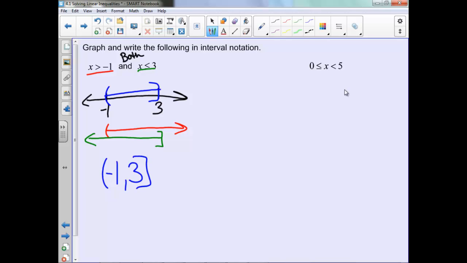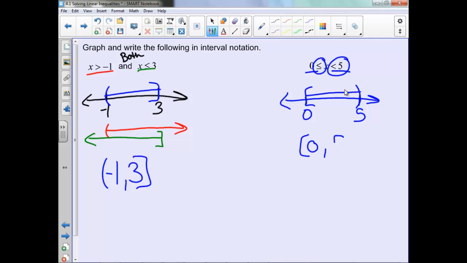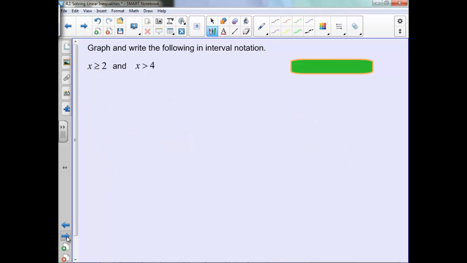This second one, we can do the same way, but notice we already know x has to be between 0 and 5. And it's greater than or equal to 0, but also less than 5. So there we go. In interval notation, we're going from 0 to 5.